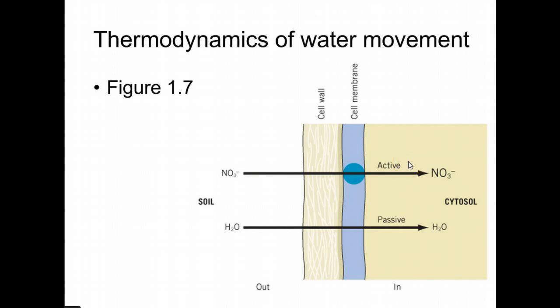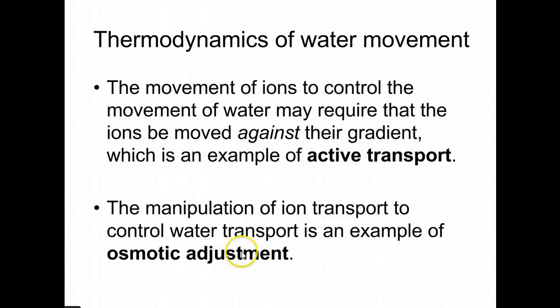So what plants can do, and we're going to go over this again in another lecture, is if the concentration of water is lower outside, then the plant can actually pump in ions, which will lower the water potential inside the cell. Okay? And so water can still go in. So in some plants, they're able to what's called, and we're going to go over this again, osmotically adjust.